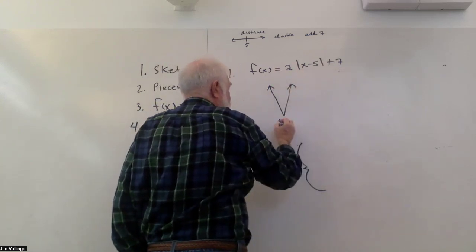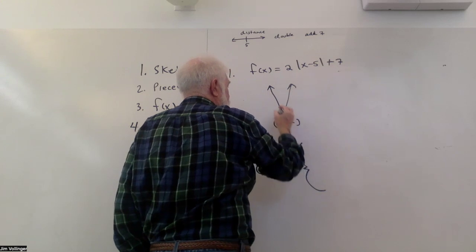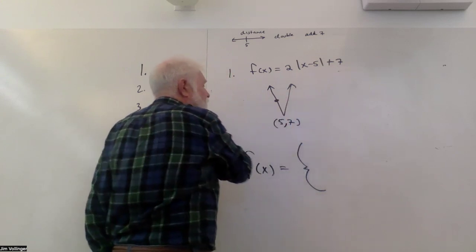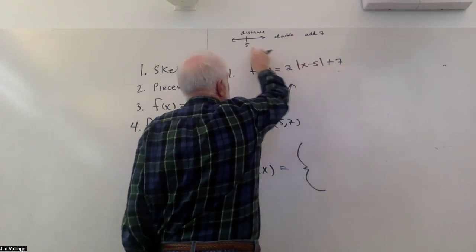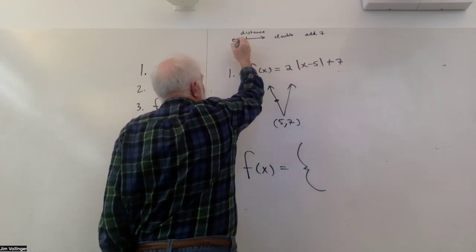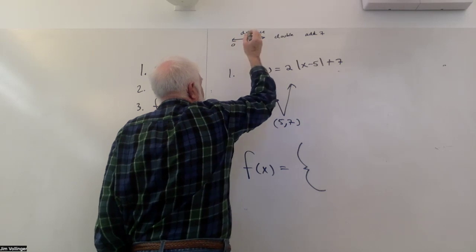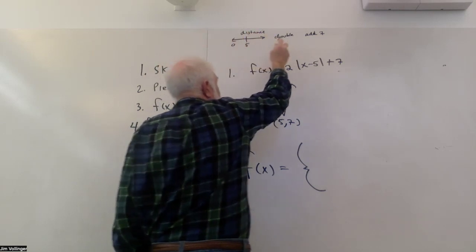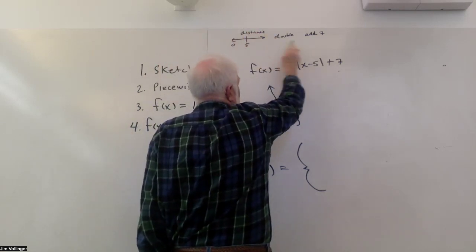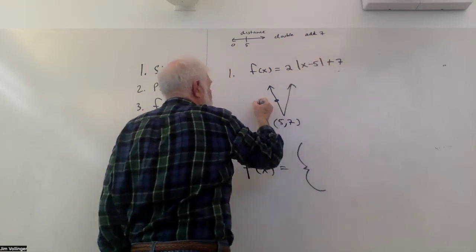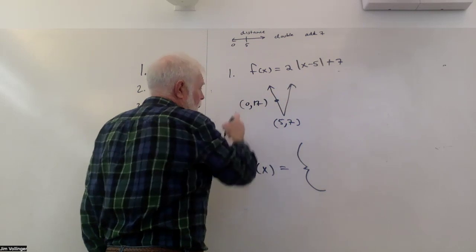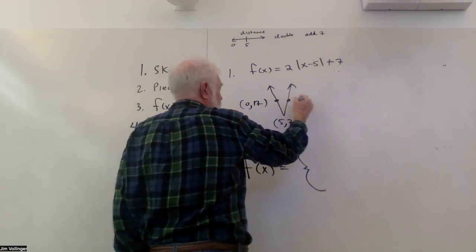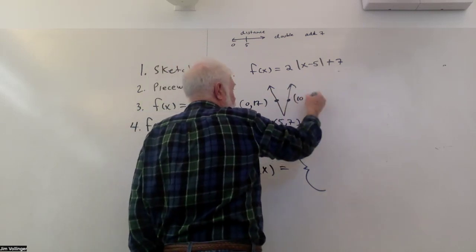5, 7 vertex, which means that the y-intercept is on this side. And if we put in a 0, absolute value measures distance from 5. How far is it over here to 0? 5 steps. If we double, makes it 10. We had 7, 17. So 0 gives us 17. And the symmetry of it, 10 should get us 17 as well.